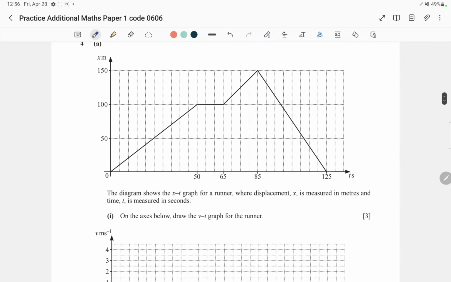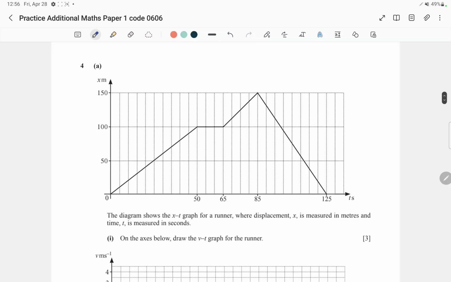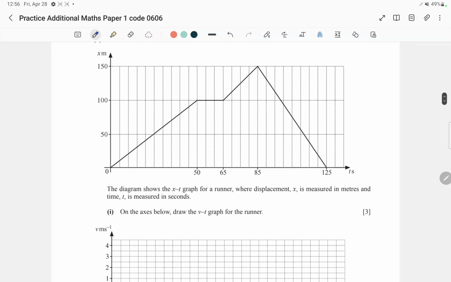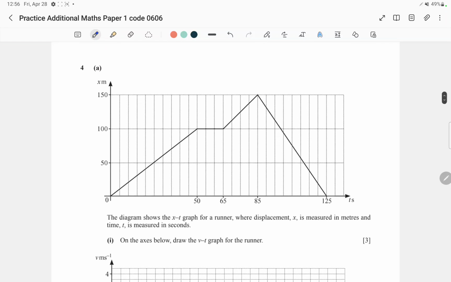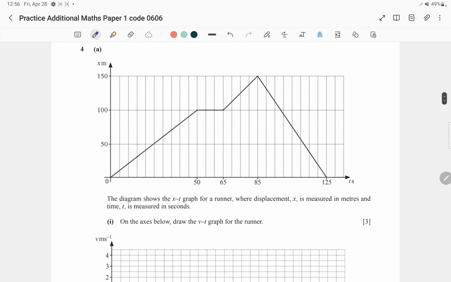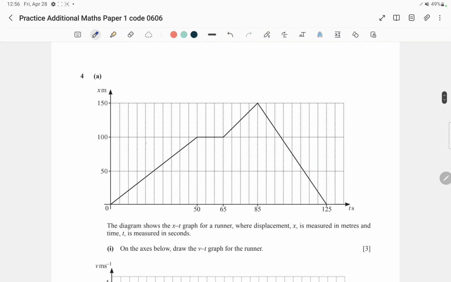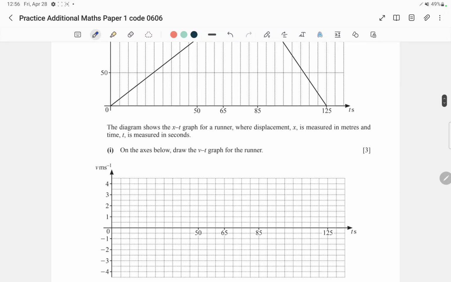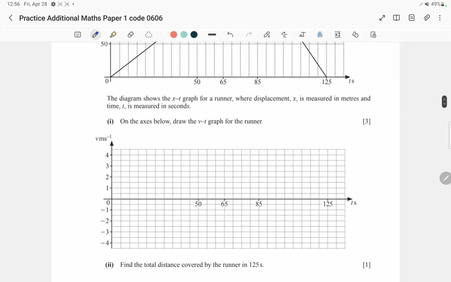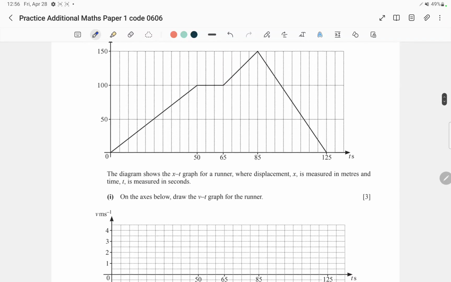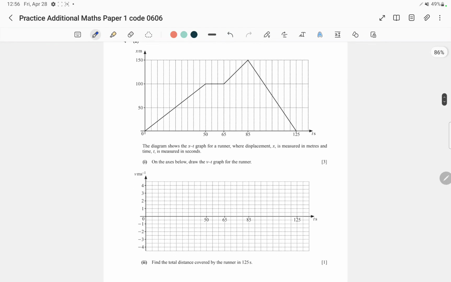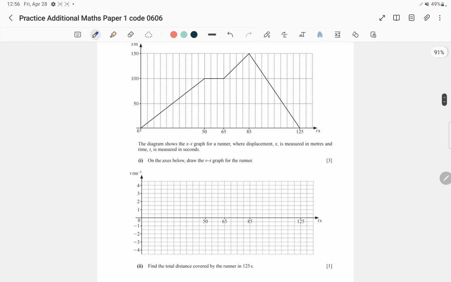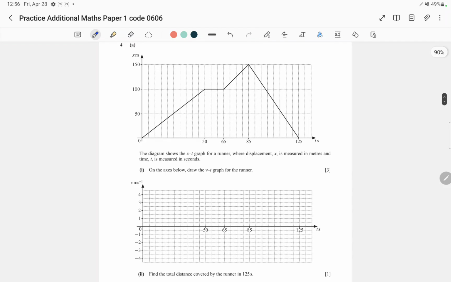the diagram shows an x-t graph for a runner where displacement x is measured in meters and the time t is measured in seconds. On the axis below, draw a v-t graph for the runner. Okay, that's fine. So here we have a displacement-time graph, and here we need to draw a velocity-time graph. So better we can try to get the answer over here.